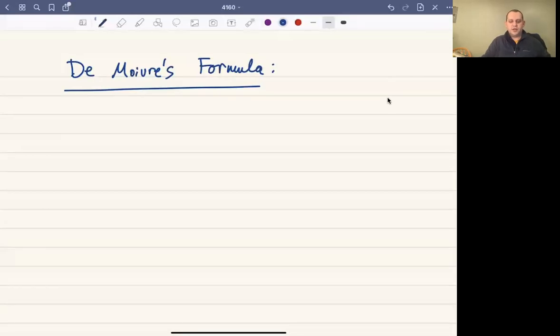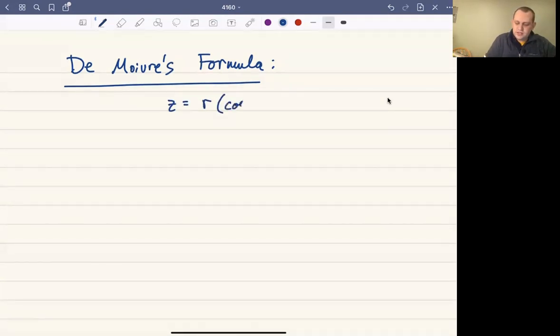Okay, in this video, we're going to talk about de Moivre's formula. This is a formula that relates, if you were to take a complex number z and write this in polar form, so this is going to be r times cosine theta plus i sine theta. And then it turns out that there's a nice formula for the powers of z.